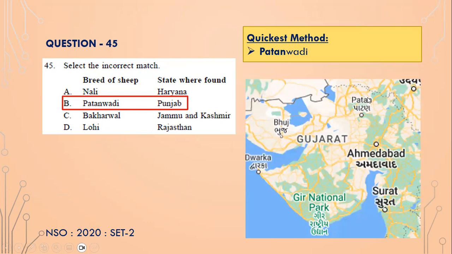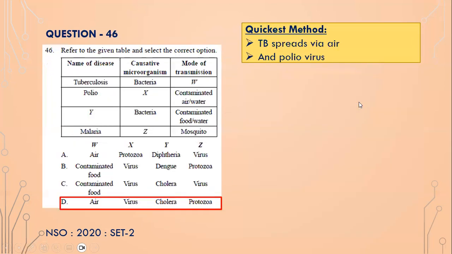It is not from Punjab. It is found in the areas of Patan, then Bhuj as well. So basically Kutch and North Gujarat.